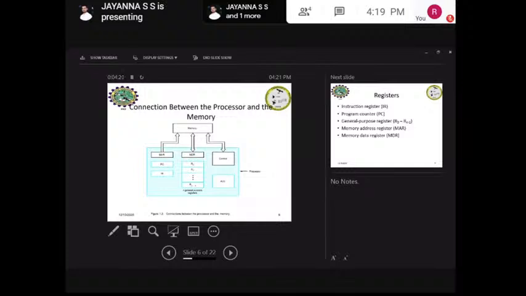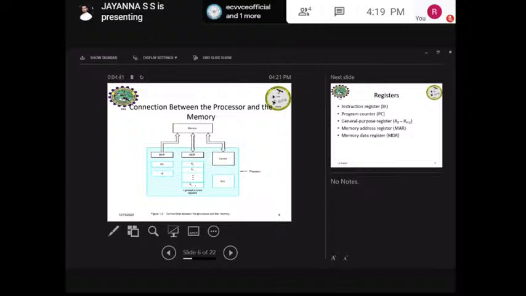Here, this diagram shows the connections between the processor and the memory. Because, as you know, the program is mainly stored in memory. So whenever the processor wants to execute the program, obviously we need to fetch the program from the memory. This diagram shows the interfacing between the memory and the processor.